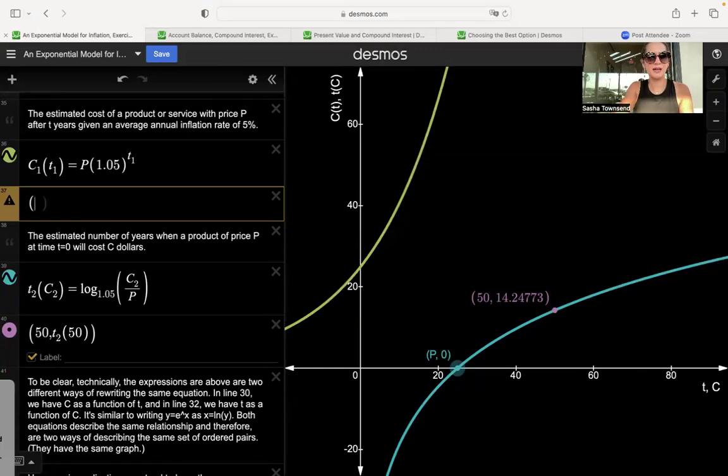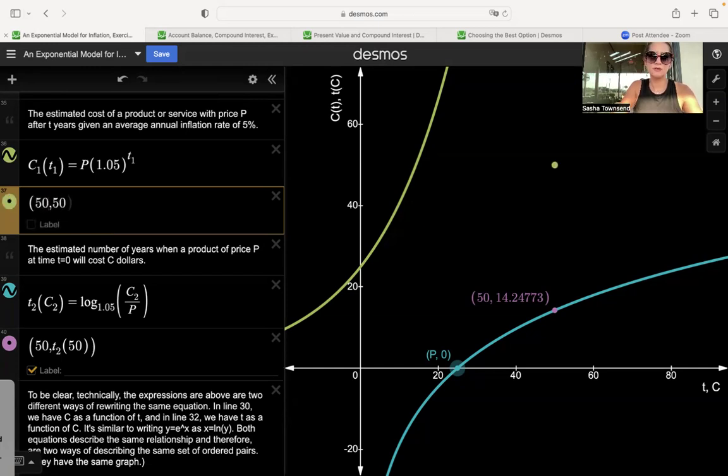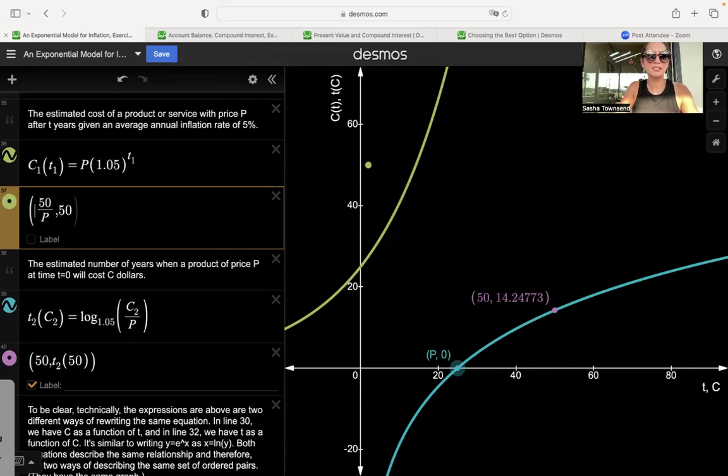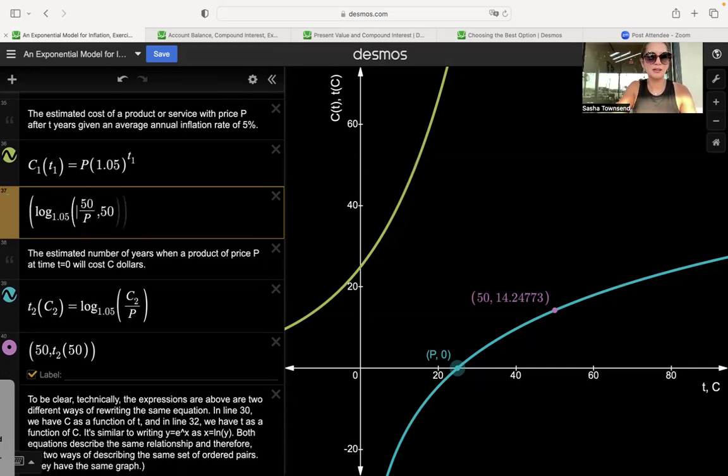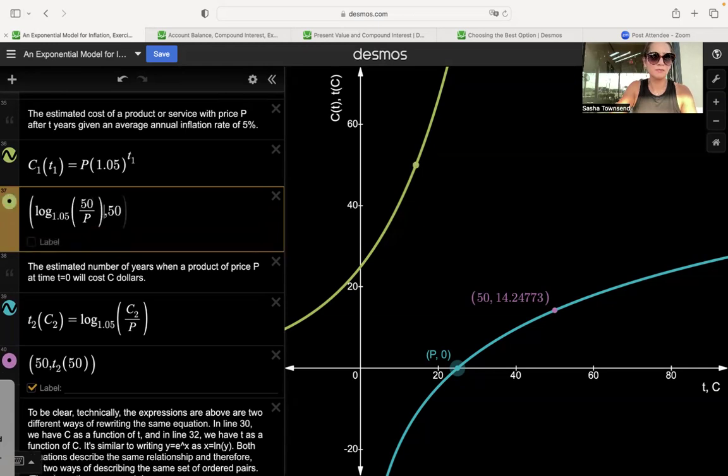So with this one, we would have c equals 50, right? And that is the y value on the graph. And the t value is, well, it's c divided by p, right? So 50 divided by p. And then we take log base 1.05 of that number in order to get t by itself. And so you still get that 14.25 and the 50.